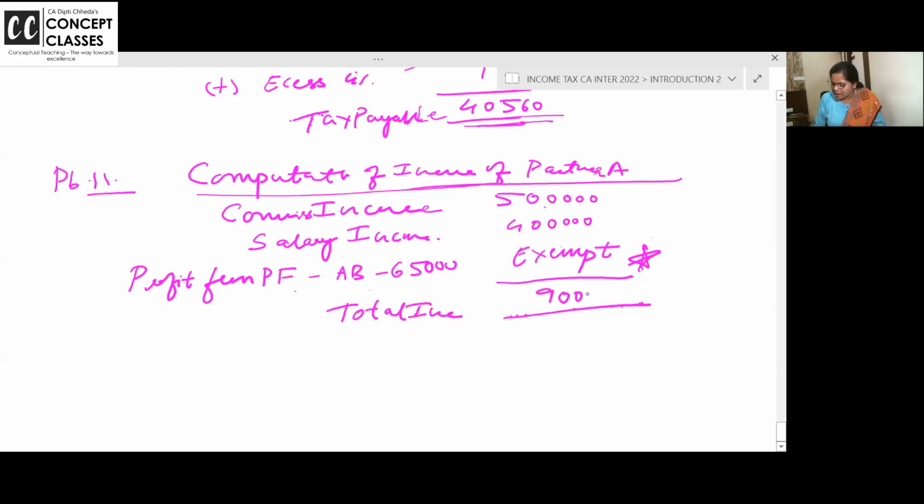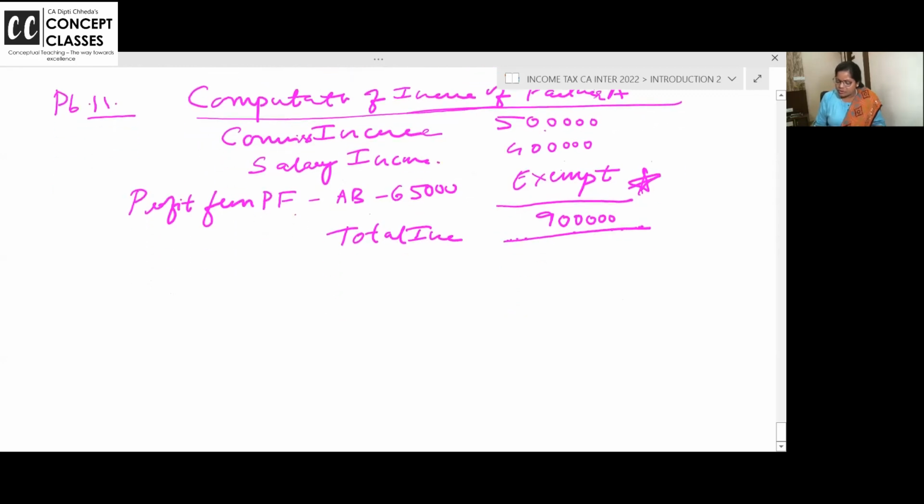So what will be the total income of partner A? 9 lakh. Chalo, you calculate the tax. You will calculate the tax on 9 lakh and tell me. 2,70,000.